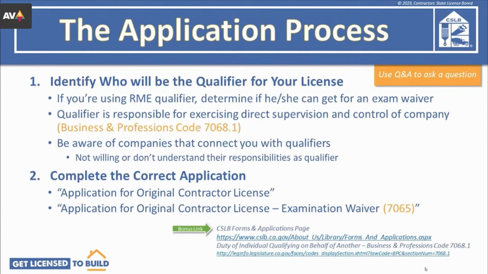Next, make sure you complete the correct application. There are two options. 1, application for original contractor license. 2, application for original contractor license examination waiver 7065. We have a link to the forms and applications webpage at the bottom of this page.